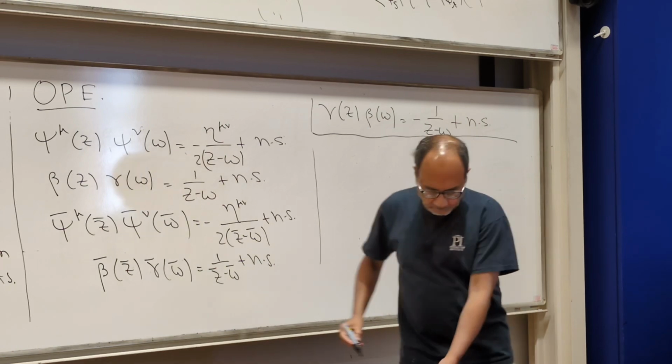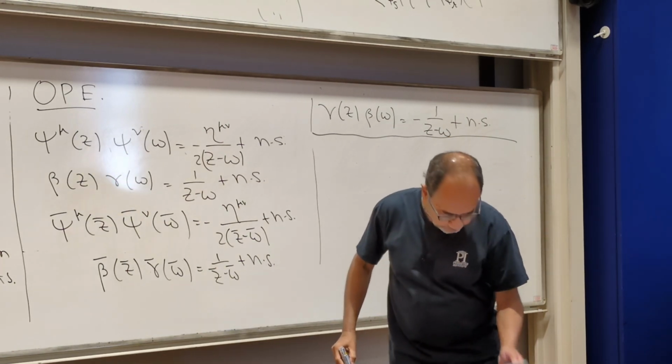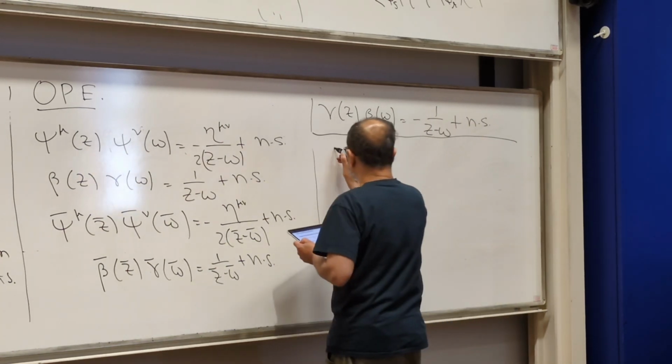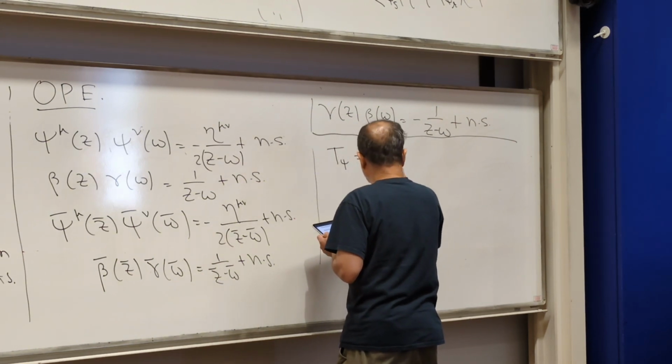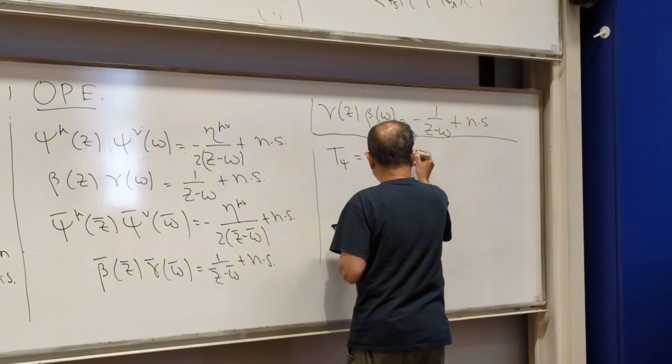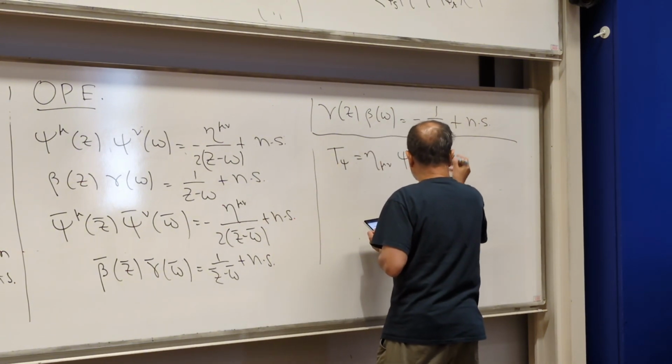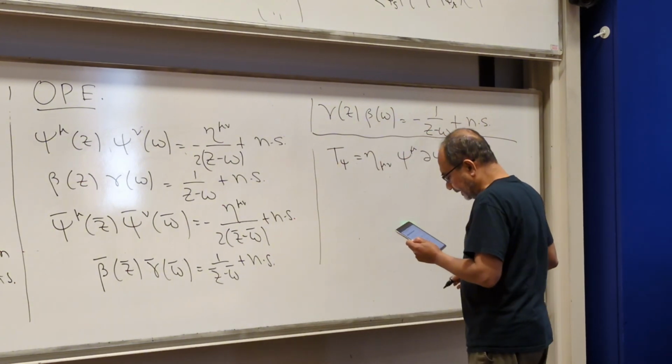Okay, so let me write down the energy momentum tensor expressions. T psi is proportional to eta mu nu. So psi is holomorphic, psi bar is anti-holomorphic.